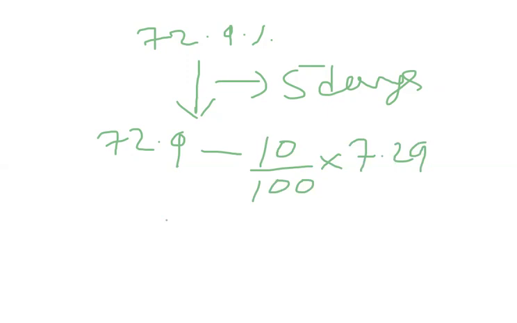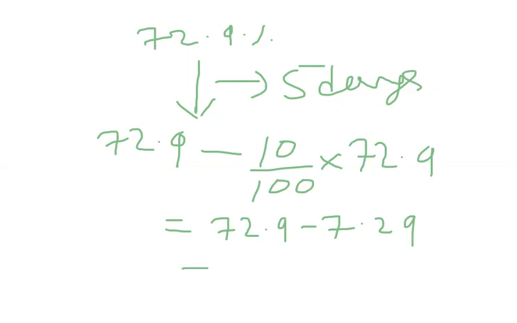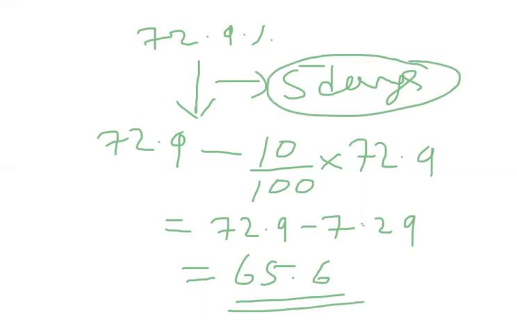So here we have to write 72.9 first, in this 10%. So I got 72.9 minus 7.29. Finally, I'm getting 65.6%. So after these 5 days also, in previous, how many 5 days are over?